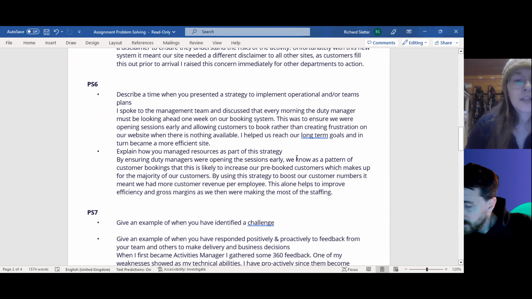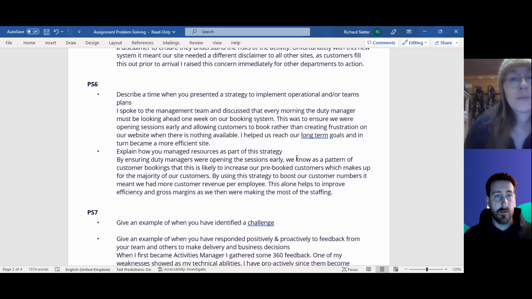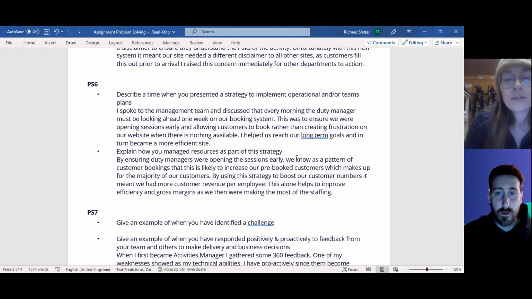So by ensuring duty managers were opening the sessions early, we know as a pattern of customer bookings, this is likely to increase our pre-booked customers, which makes up the majority of our customers. By using this strategy to boost our customer numbers, it meant we had more customer revenue per employee. This alone helps to improve efficiency and gross margins, as we then were making the most of our staffing.